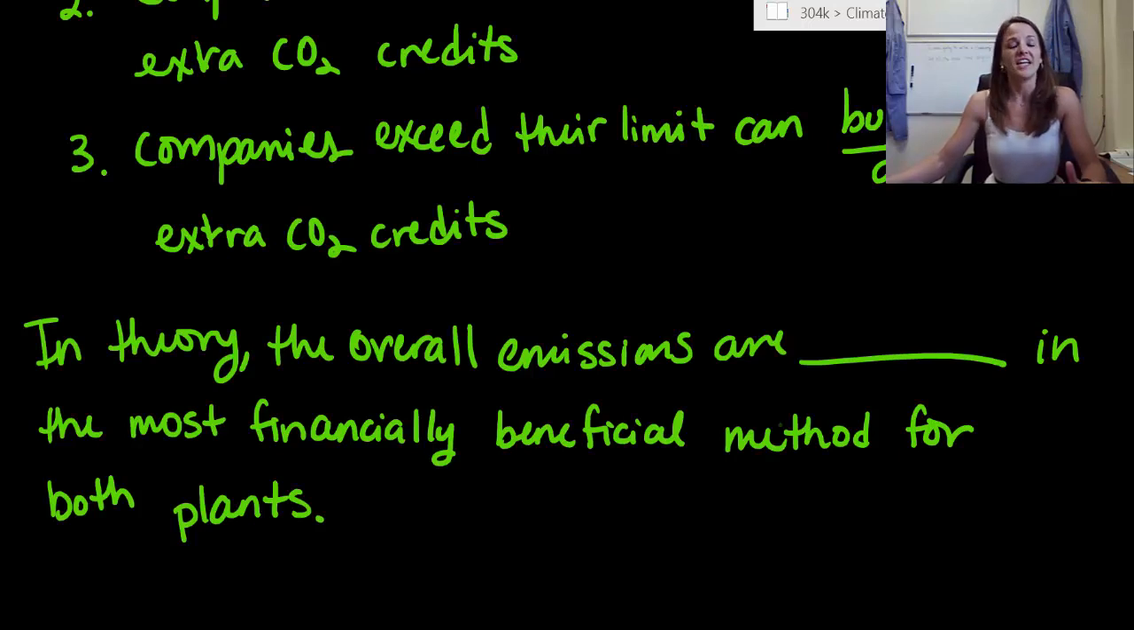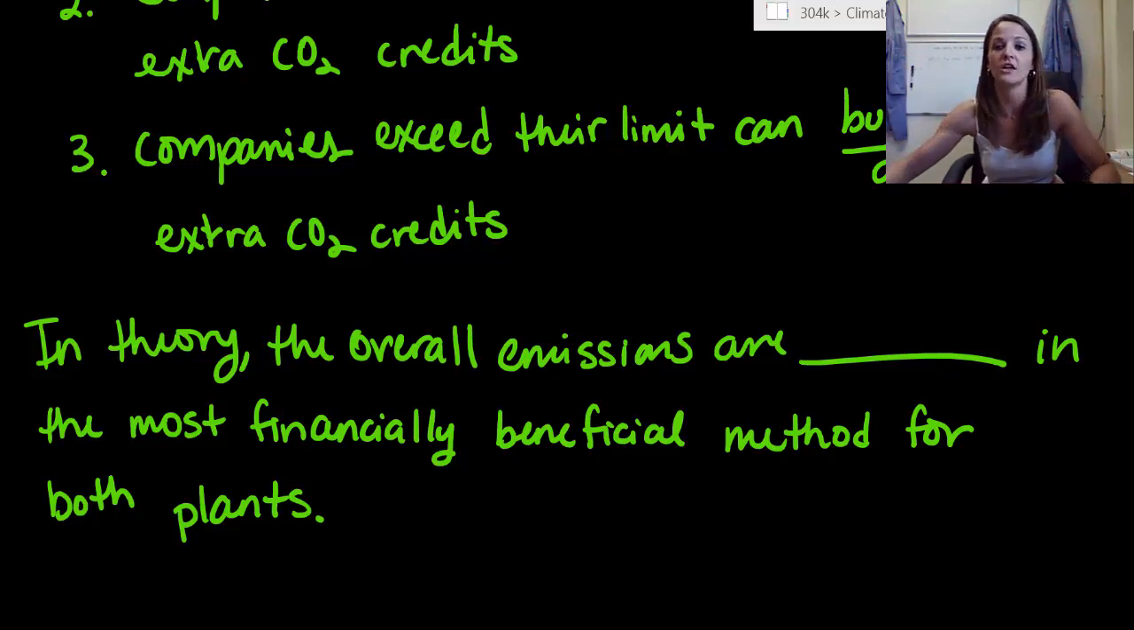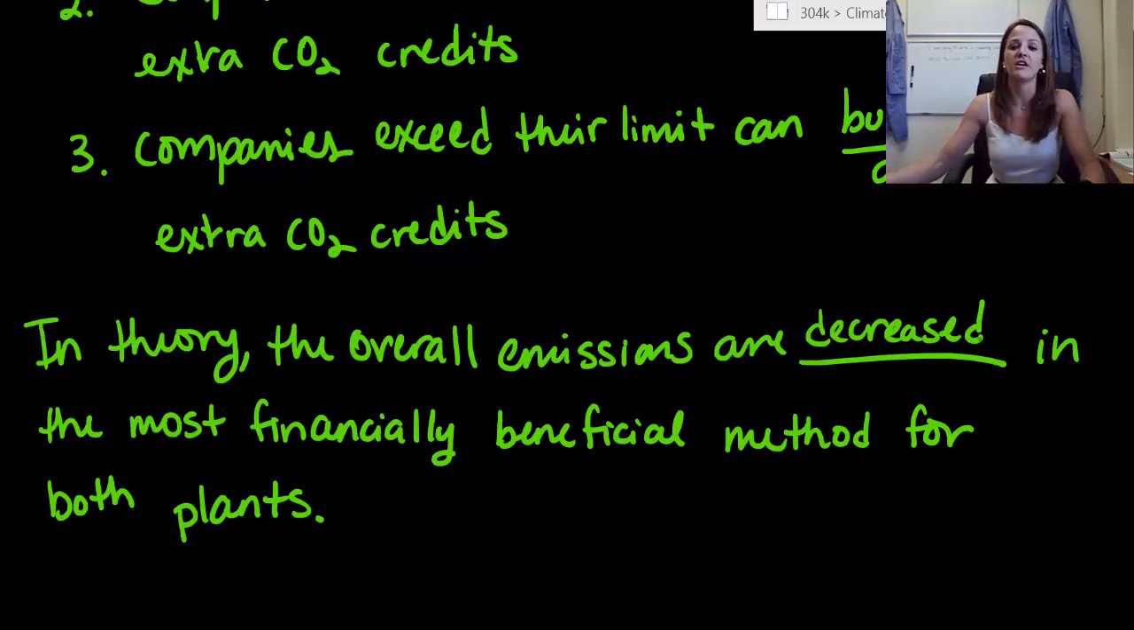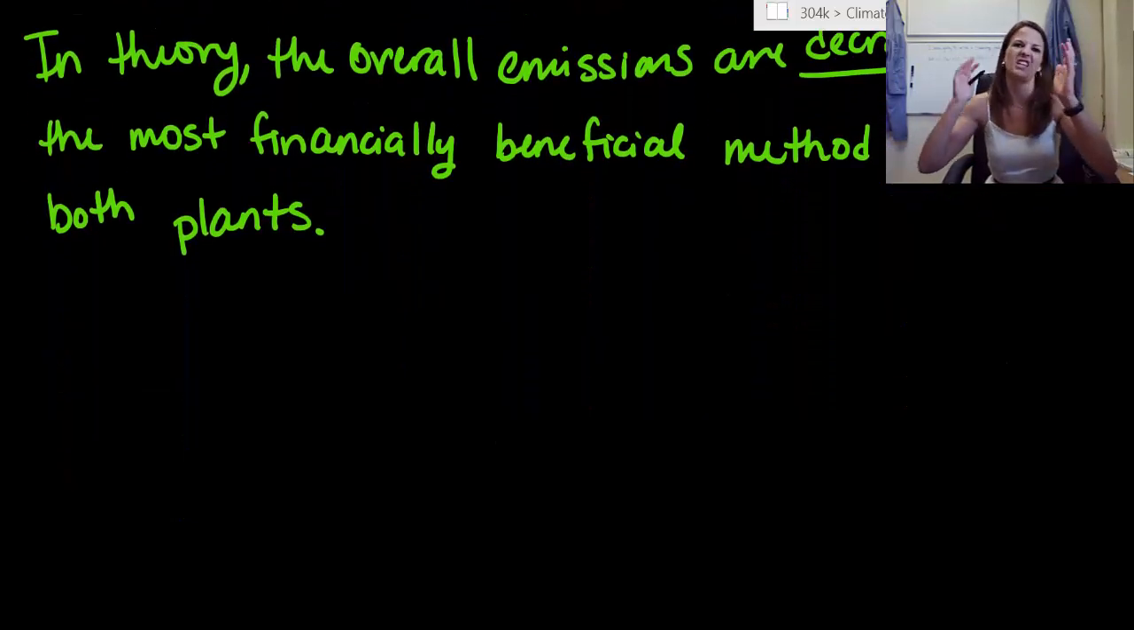Hopefully we did, and essentially what I was looking for is that the overall emissions, so our U.S. greenhouse gas emissions, are decreased in the most financially beneficial method for both plants. So we are no longer crippling our companies and we're not making them go bankrupt. We are just making it so that as a nation we can decrease our greenhouse gas emissions without destroying our economy. And so let's talk about this in terms of an example, because sometimes that helps make this system make a little bit more sense.